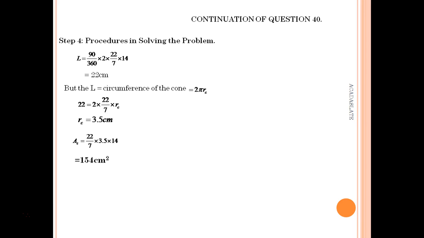Now we can use it to solve the problem, where the curved surface area is pi times radius times slant height. So I say 22/7 times 3.5, which represents the radius of the cone, times the slant height, which is 14 centimeter. We now have that the curved surface area of the cone is equal to 154 centimeter squared. Centimeter squared because it is area. So it's 154 centimeter squared.